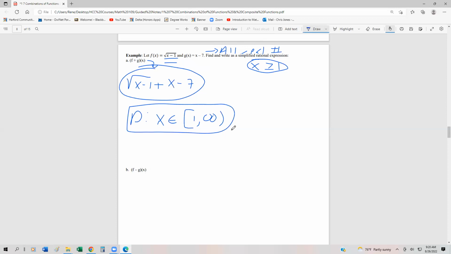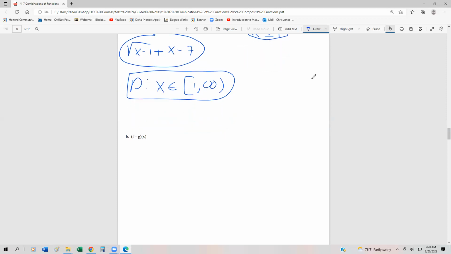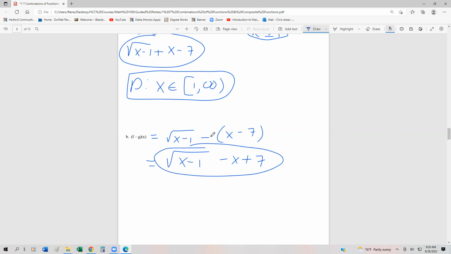In the same respect, if we have f minus g, all we're going to do is just take the square root of x minus 1 minus the quantity of x minus 7. So just be careful with that because it's a minus. And now this becomes the square root of x minus 1 minus x plus 7. All right, so just be careful with those minuses. Sometimes we just forget the parentheses. Once again, we still have the same expression that holds the domain restriction. And so the domain is going to be still from 1 to infinity.